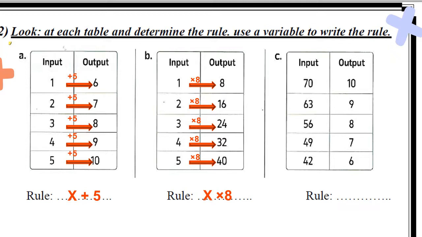So let's check the division here. 70 divided by what to get 10? It will be divided by 7. 63 divided by 7 also equals 9. And 56 divided by 7 will be 8. Super. And now 49 divided by 7 will be 7. 42 divided by 7 will be 6. So the rule here is x divided by 7.